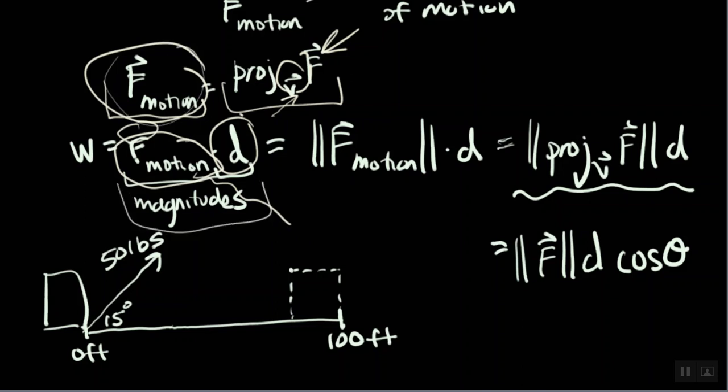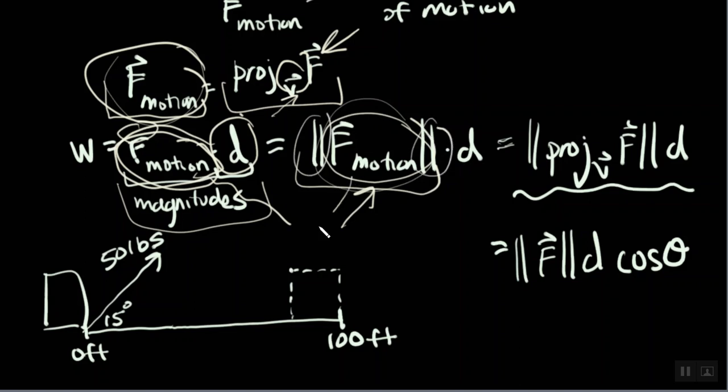So how do we fix that? Well, the magnitude of the force in the direction of motion is simply the norm of the vector of motion for the force. And that is because the norm will give us the magnitude. So we take the norm of the vector representing the force in the direction of motion, and we'll get the magnitude of the force in the direction of motion. And we multiply that by the distance traveled.